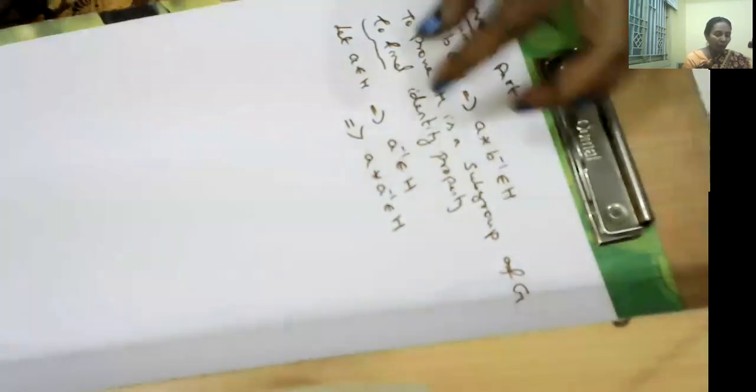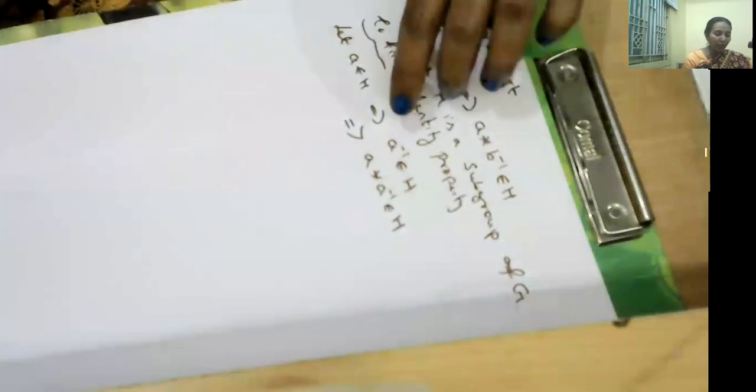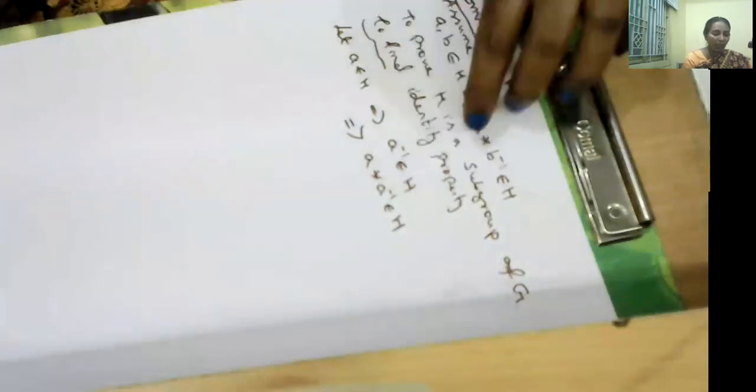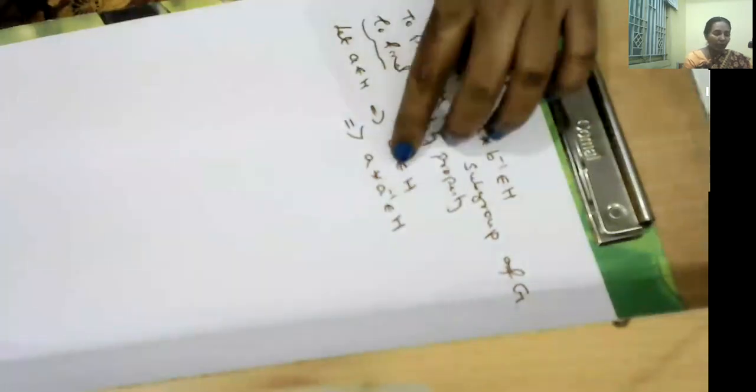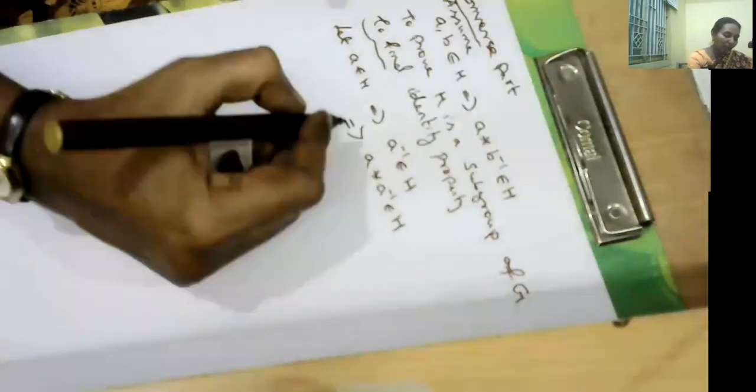So now our two elements are A belongs to H and A inverse also belongs to H. Therefore, multiplying these two, A star A inverse belongs to capital H. This is equal to E. E belongs to capital H. So we have got one identity element in capital H.